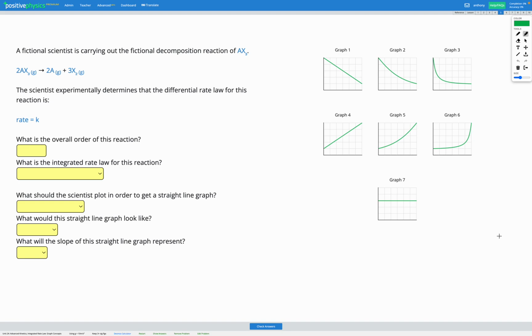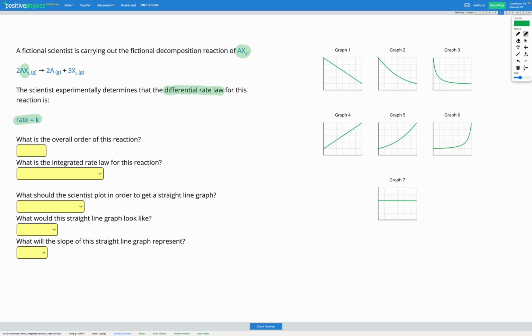In this question, we're now looking at how we can use the integrated rate law to plot a straight line graph of our data. So let's start out by looking at this question. Here we have a fictional scientist carrying out a fictional decomposition reaction of compound AX3, which we can see in our chemical equation here. We're told that the scientist experimentally determines the differential rate law is rate equals k.